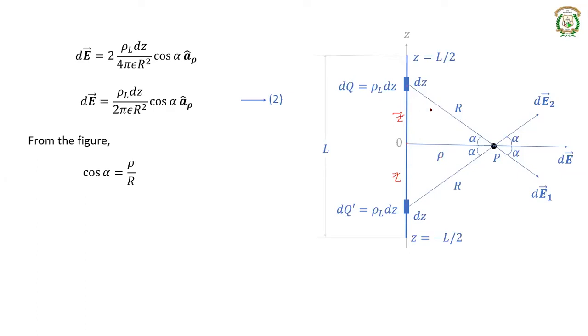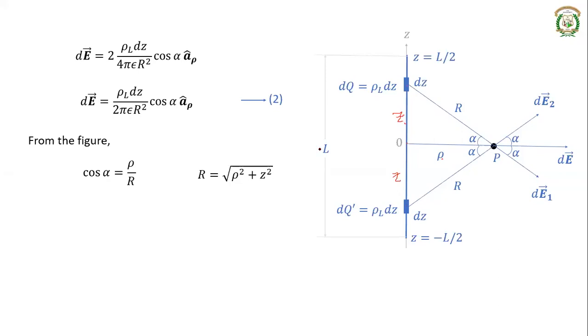And what is this r? This is a right angle triangle, and r is the hypotenuse of this right angle triangle. So using the Pythagoras theorem, you can write r is square root of rho square plus z square. This length r is square root of rho square plus z square, considering this right angled triangle.